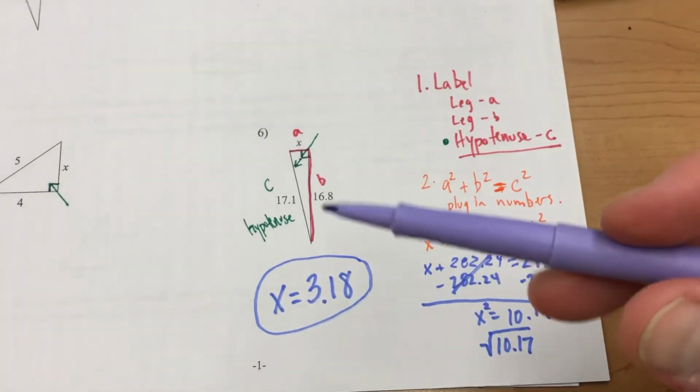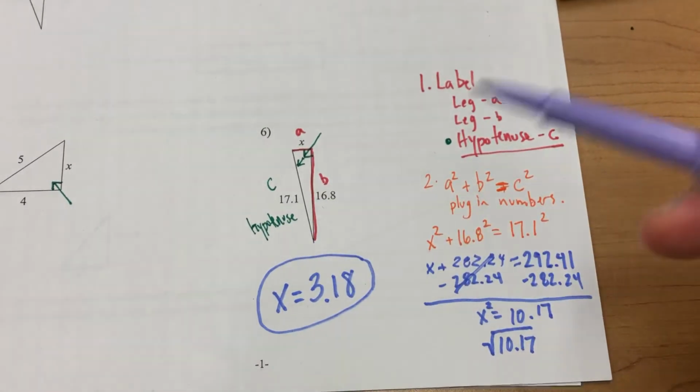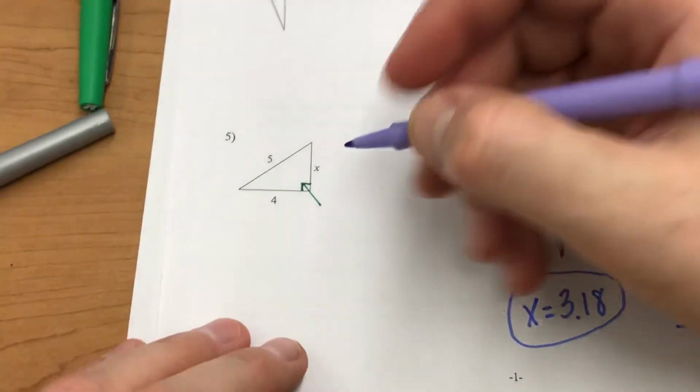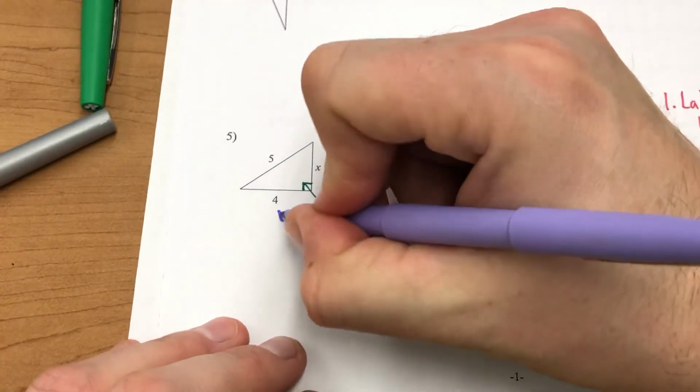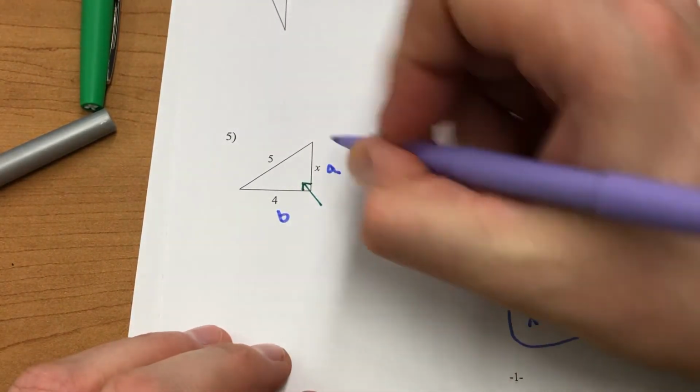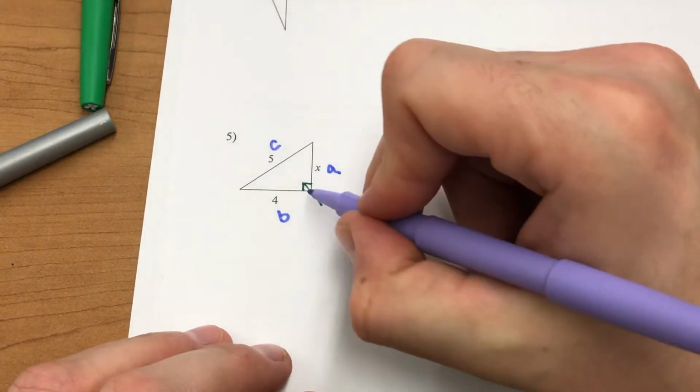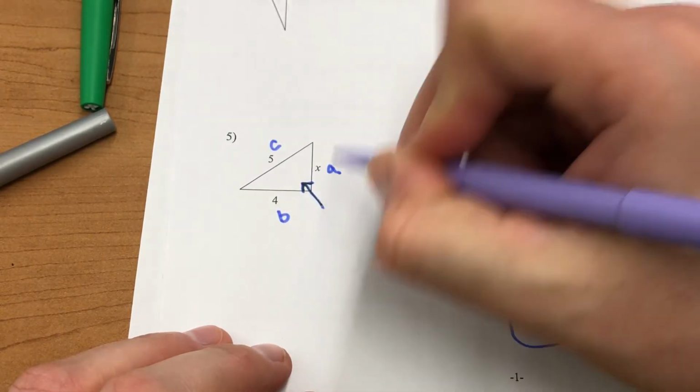Okay, give this a shot on any of the other problems. They're going to work the exact same way. Like I said, in this one, this would be your A, this would be your B. You could switch these two, doesn't matter. And this would be your C. That's the hypotenuse. That's pointing to the hypotenuse.